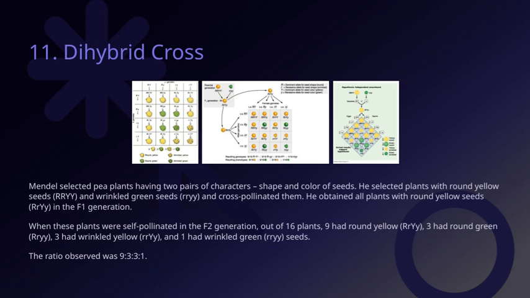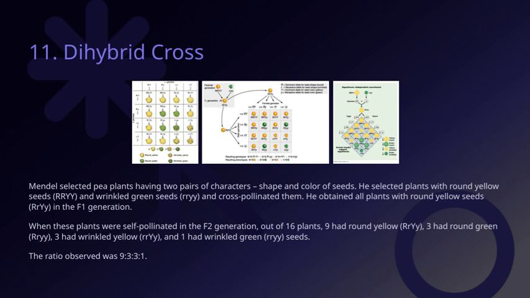Mendel, focusing on these two characteristics, selected pea plants with specific seed traits, one with round yellow seeds, which is RRYY, and another with wrinkled green seeds, rryy. He then cross-pollinated these plants, and interestingly, all the F1 plants showed round yellow seeds, which are RrYy. This is a key point. The F1 generation was uniform, showing the dominant traits.